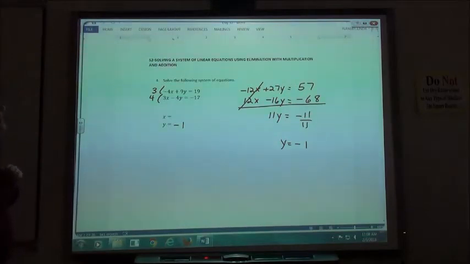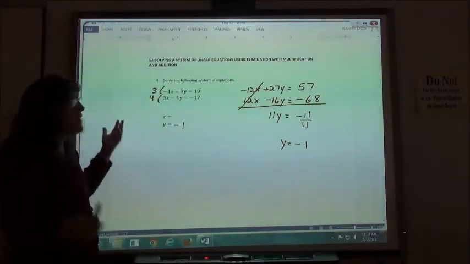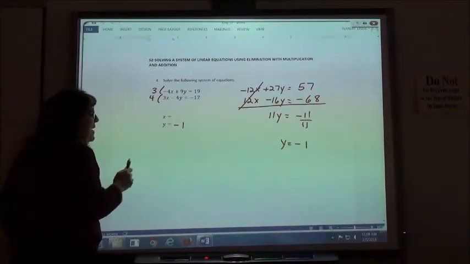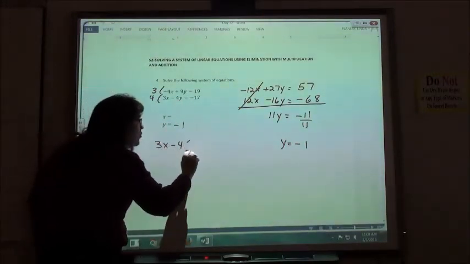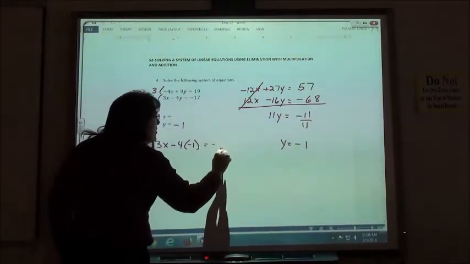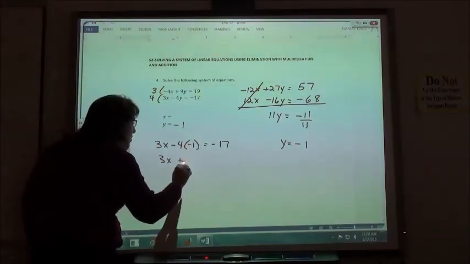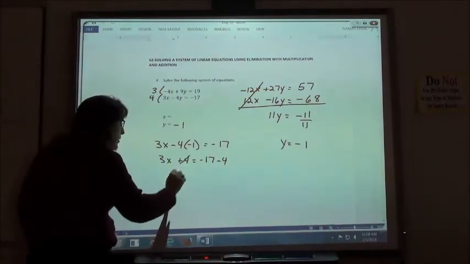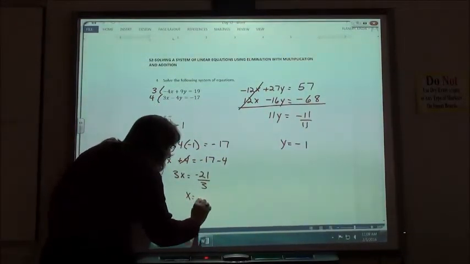Now, I want to find the x value. I don't have one of my equations solved for x, so I just pick whichever equation looks easier. I'm going to use the bottom one because the numbers aren't as big, so it shouldn't make any difference, but that one is the one I'm going to pick. So I'm going to do 3x minus 4 times the y value, which we said was negative 1, equals negative 17. So 3x, negative 4 times negative 1 would be plus 4 equals negative 17. I have to subtract my 4, so 3x equals negative 21. Divide by 3, x equals negative 7.